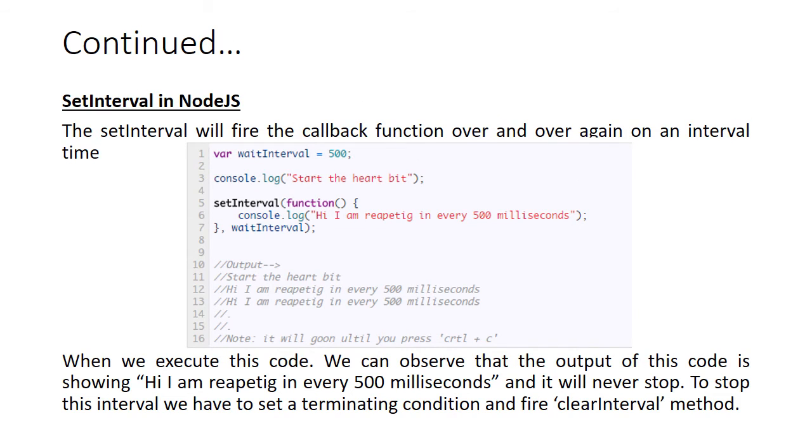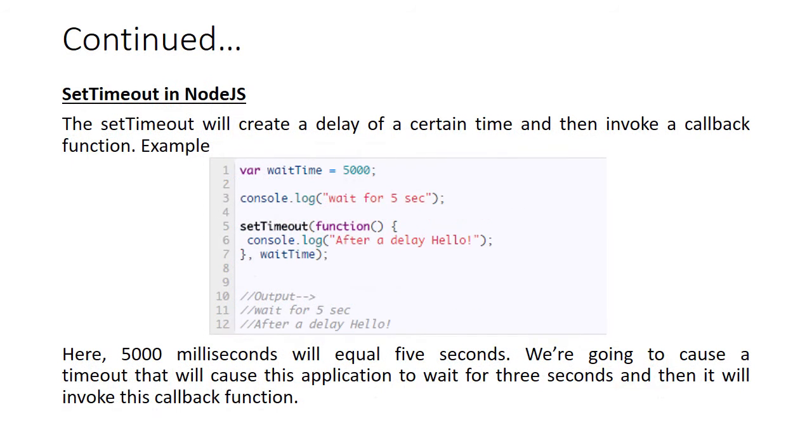setInterval in Node.js. The setInterval will fire the callback function over and over again at an interval time. See the output of the below code. When we execute this code, the output shows "hi I am" repeating every 500 milliseconds, and it will never stop. To stop this interval, we have to set a terminating condition and call the clearInterval method.